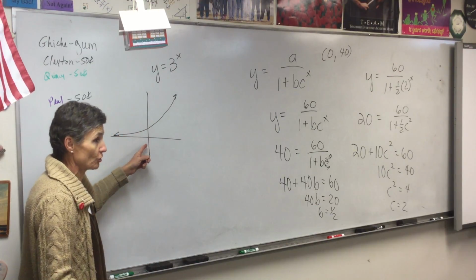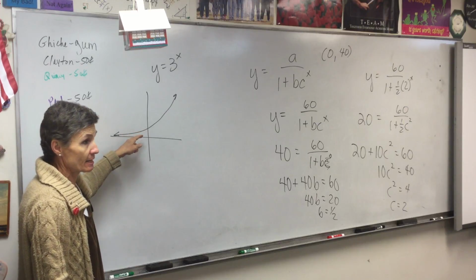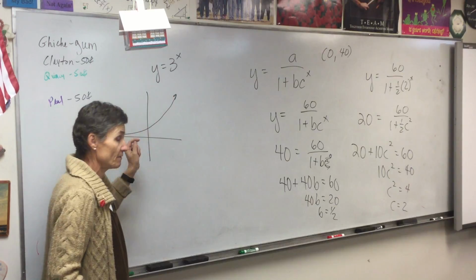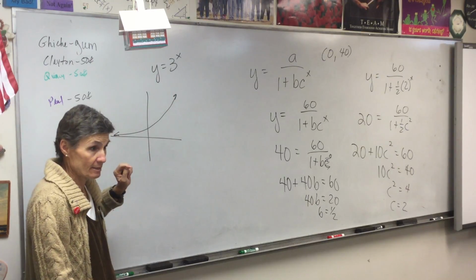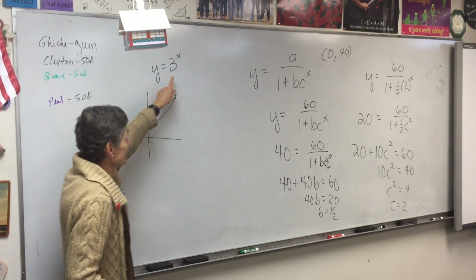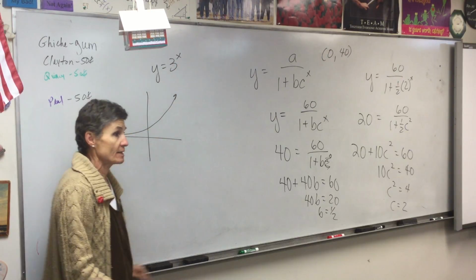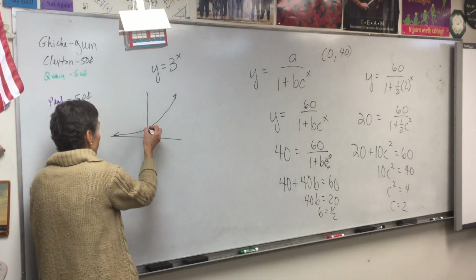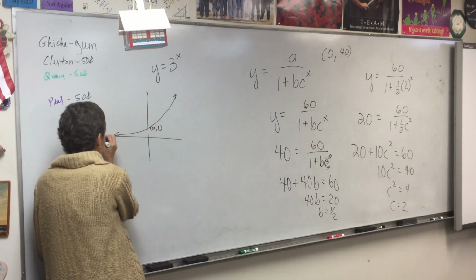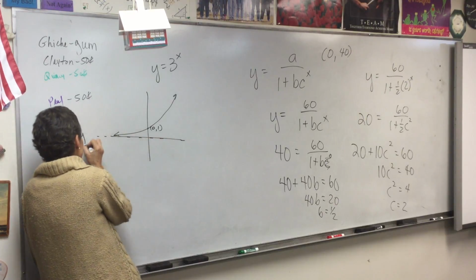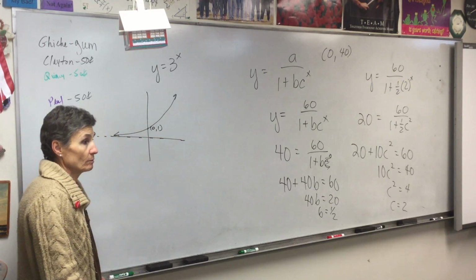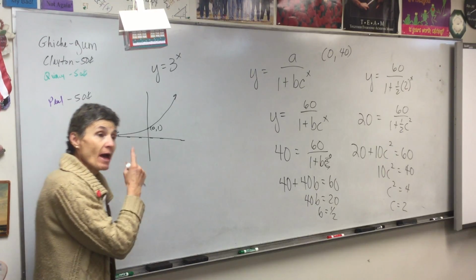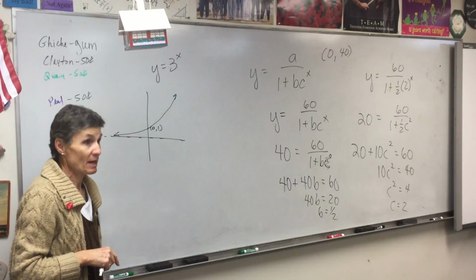This is a picture of anything bigger than 1 to the x. So 7 to the x, 15 to the x, root 12 to the x. This is a picture of anything bigger than 1 to the x power. It's a growth function. This is the point 0, 1, and this is the asymptote, which is the line y equals 0. Now, that we learned way back in like September.